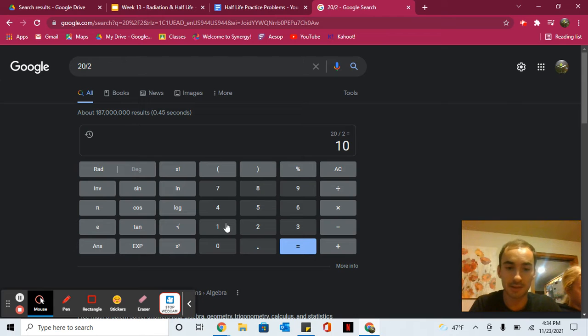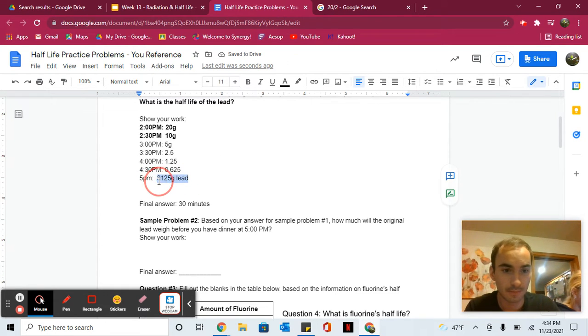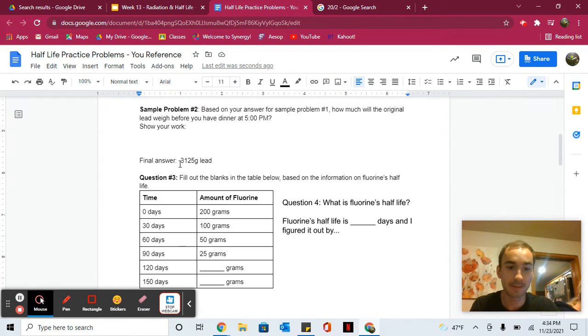Start checking my math now. Okay. And then at 5 p.m., you have 0.3125 grams of that lead left. That'll be the final answer for the next problem. That's my system. When you're starting out, the simplest way is to write the starting time and how much you have. And then every half-life, cut it in half.